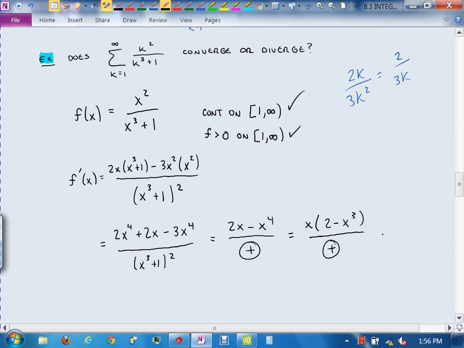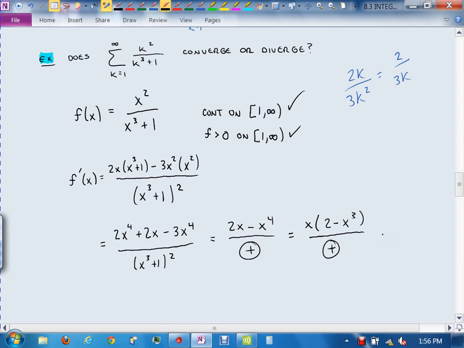What about at 2? Plug in 2, you get 2 times minus 6. So that would be negative, wouldn't it? In fact, if I go any number now, if I plug in 3, 2 minus 3 cubed is going to be negative.